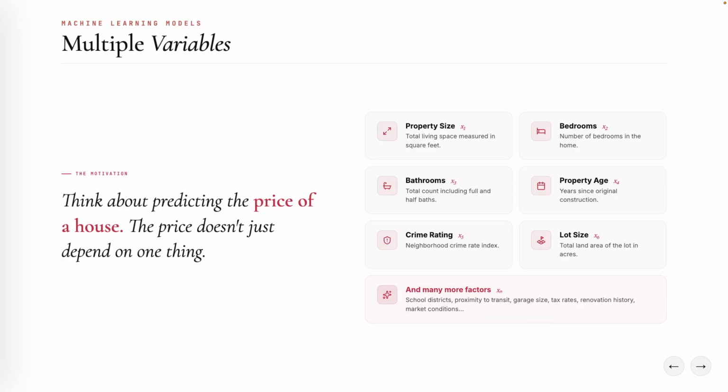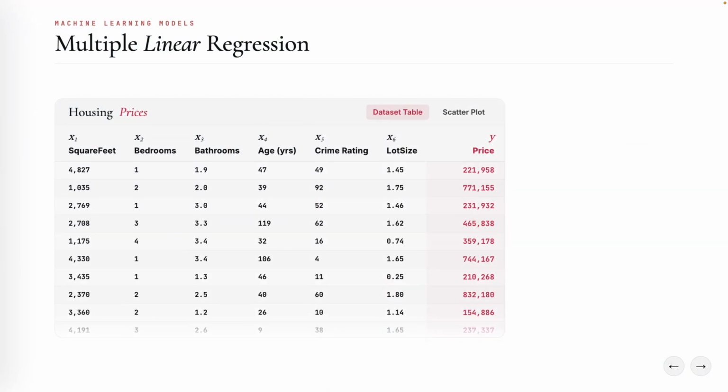Take a look at this dataset, housing prices. Instead of one input column, we now have 6. Square feet, bedrooms, bathrooms, age, crime rating, and lot size. And just like before, our output, the value we want to predict, is the price. Now, we have 6 features feeding into one output. We've gone from 1 dimension to 6.